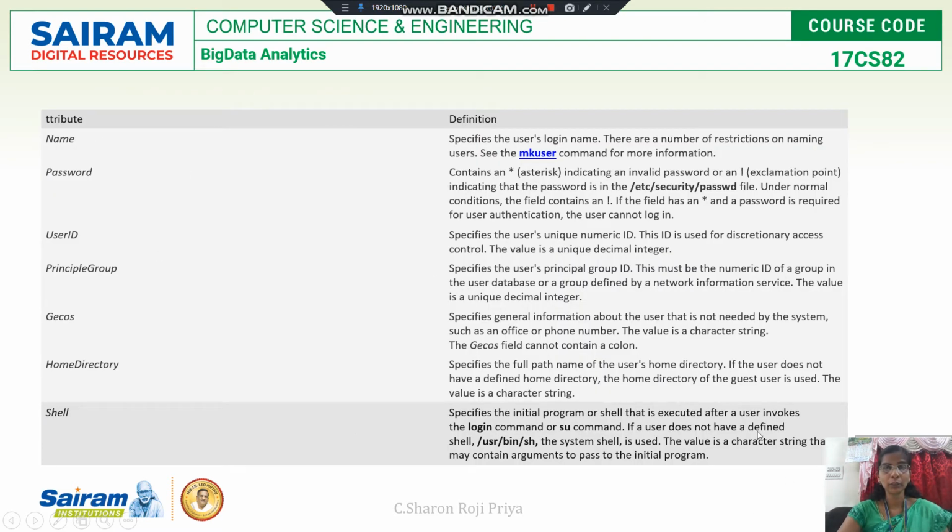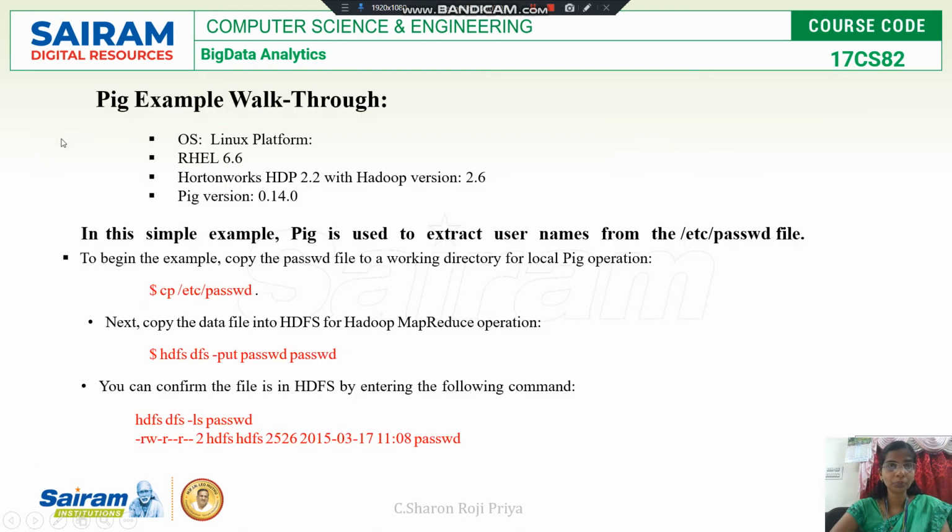This is the password file. I have given an example. This password file will have the following attributes. The first is username. The second attribute is password, then user ID, group ID, general comment information, the home directory and the shell. These are the attributes of your password file. And from this password file, you are supposed to extract only the username using your Pig tool. This is the example we are going to learn.